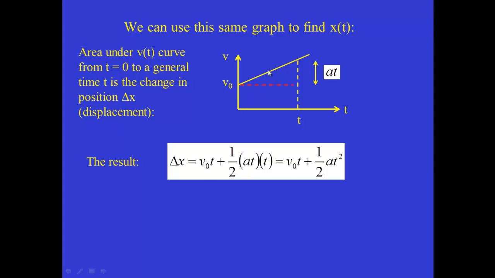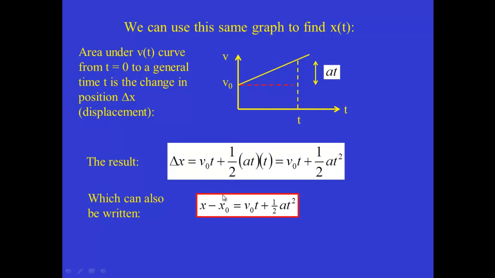But then we have the area of this triangle, and the area of a triangle is 1/2 the base times the height. So the height being at, the base being t, 1/2 at times t gives us 1/2 at squared, so that delta x, or the final position minus the initial position, is equal to v0 times t plus 1/2 at squared. We can either write it as delta x equals v0t plus 1/2 at squared, or we can call it x minus x0, just to emphasize that it's really the change in position that the equation is giving us. I put a little red box around this because this too is an important equation.